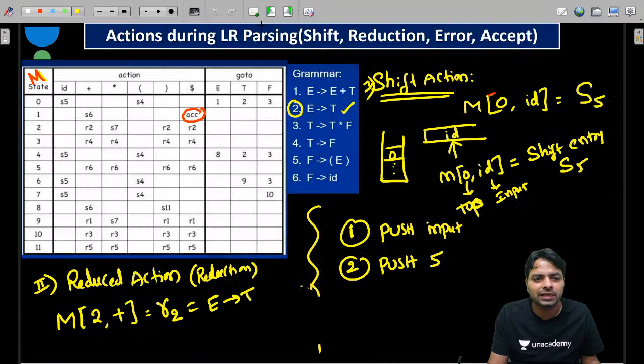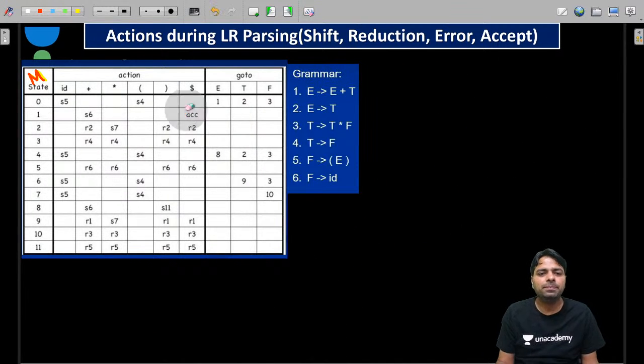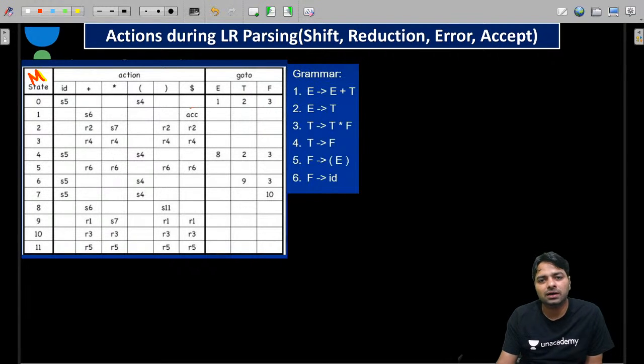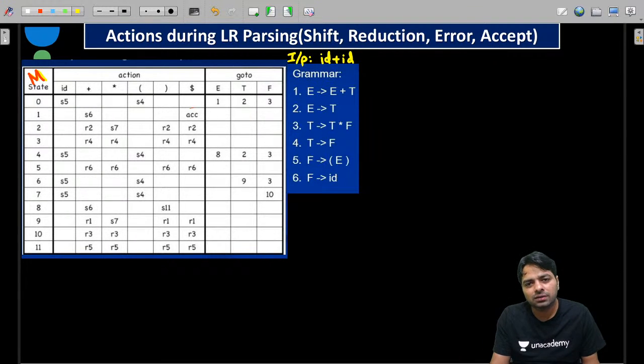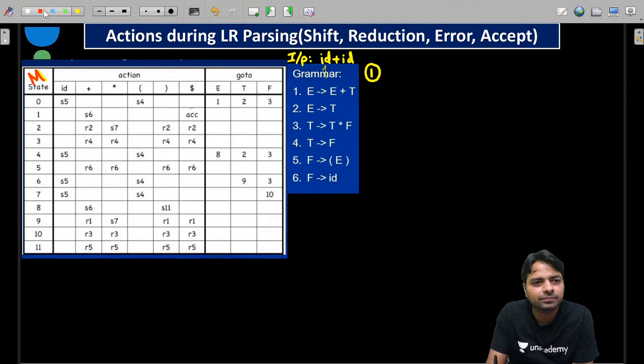Let's do it, guys. Now let's do it one step at a time. And we have an input. Input I'm taking as very simple: ID plus ID. So now I'm starting, guys. Step 1. First I'm pointing to ID. Somewhere I need to point all the time, so I need to do it carefully. Now I'm pointing to this ID, guys.